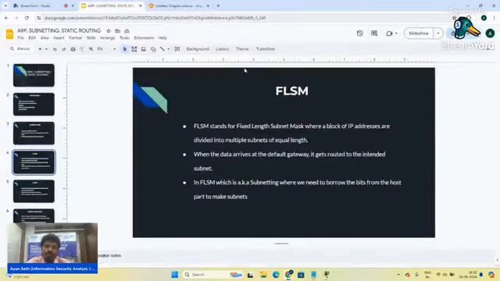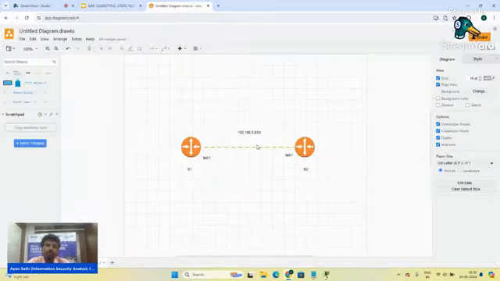Fixed length subnet mask: what does it mean and what does it do? It divides the network into subnetworks of the same size. When we divide a large network into multiple subnetworks, all the prefix lengths of those subnetworks will be the same. That is FLSM. We will understand it with a particular example.